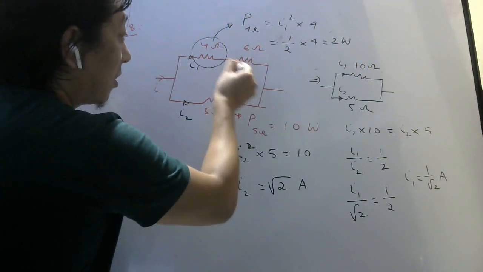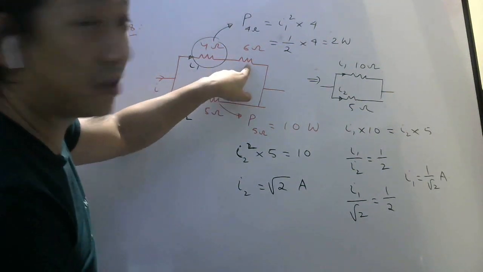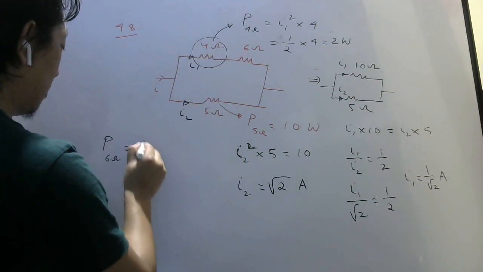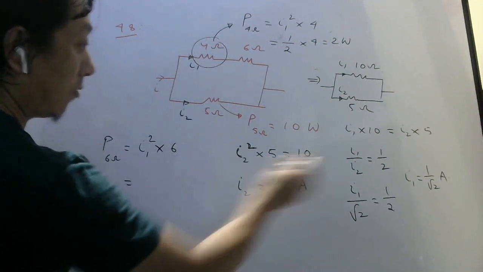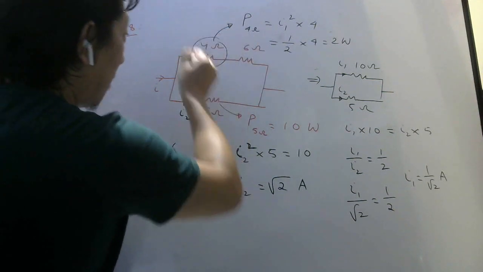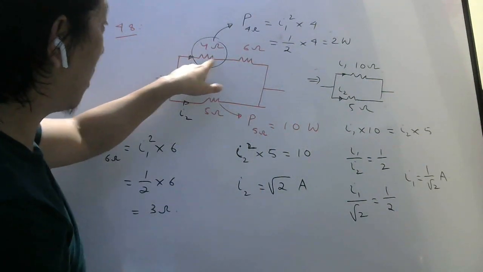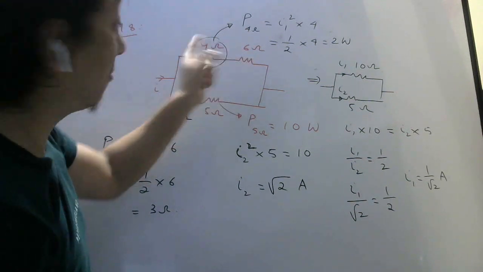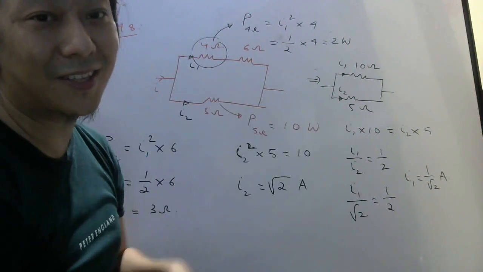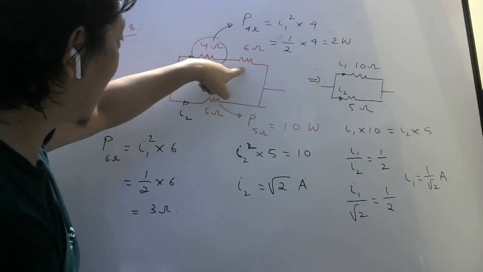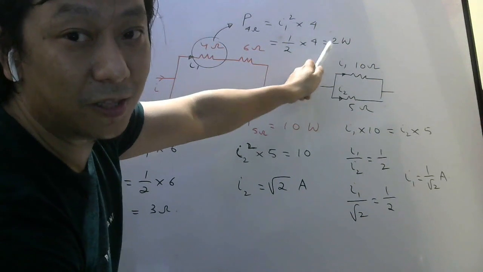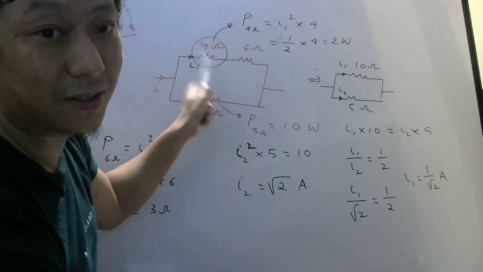Similarly, you can now find the power consumed by this also. What will be the power consumed by 6 ohm? Current will be I1 only. So I1 square into 6. I1 is 1 by root 2, so 1 by 2 into 6. That will be 3 watt. So total power consumed by these two will be 2 watt plus 3 watt, 5 watt. 5 watt plus this 10 is 15 watt. So if they ask for total power consumed, we can answer now. Here 2 watt, here 3 watt, here 10 watt, so total will be 15 watt. But here the answer is this, because they only wanted the power consumed by this resistance.